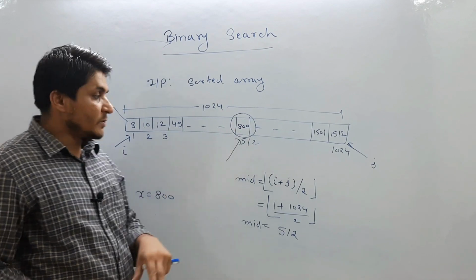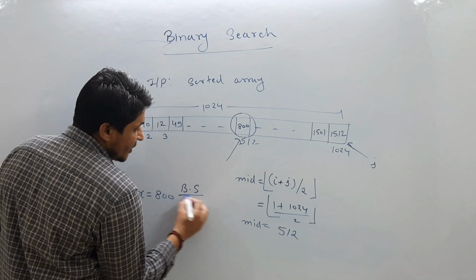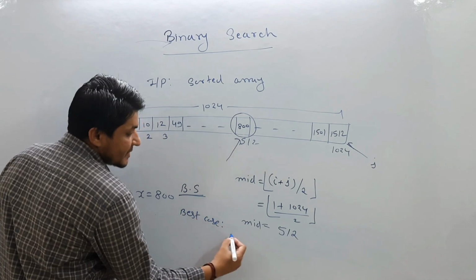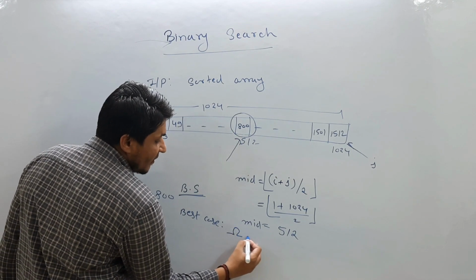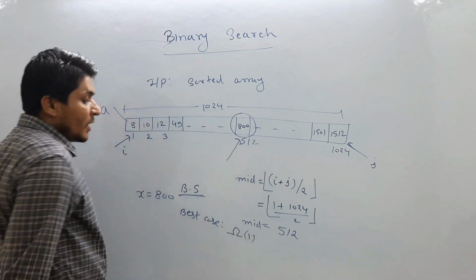So now for binary search, the best case possibility is represented by big omega of 1, because we are only making one comparison, so it will take big omega of 1.